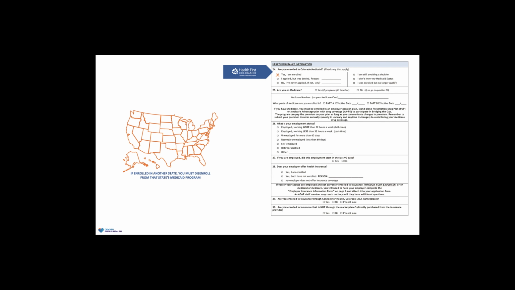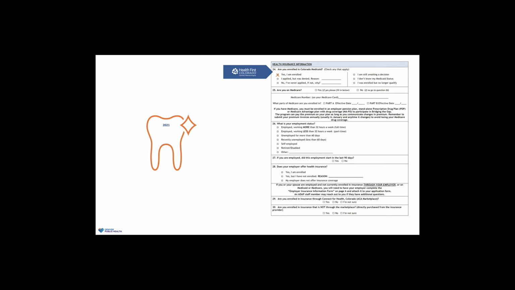If you were on Medicaid in another state, you have to disenroll in your former state to enroll in Colorado Medicaid. Of note, Medicaid will include limited dental coverage in 2021.